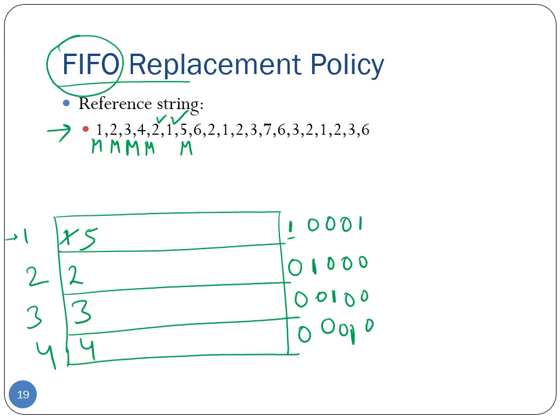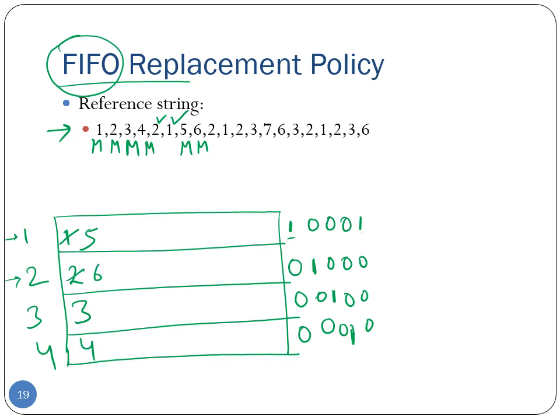Next, 6 is not present in the cache, so this is again a miss. We have to evict something, so note that 1 was just now brought in. The oldest line that was brought in the cache was basically line number 2 in this case. So this was brought in 3 cycles ago. Everything else is more recent. So let's evict 2 and bring in 6 over here.